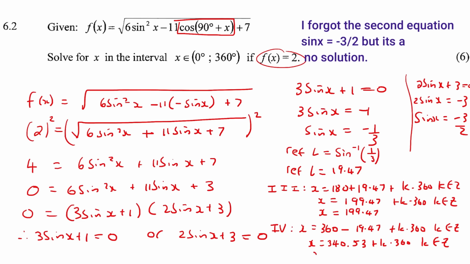Okay, and then for this one as well, the only answer is going to be 340.53, because if k was anything else, like 1 or minus 1, it's going to cause the answer to go outside of that. So the two answers are those over there.